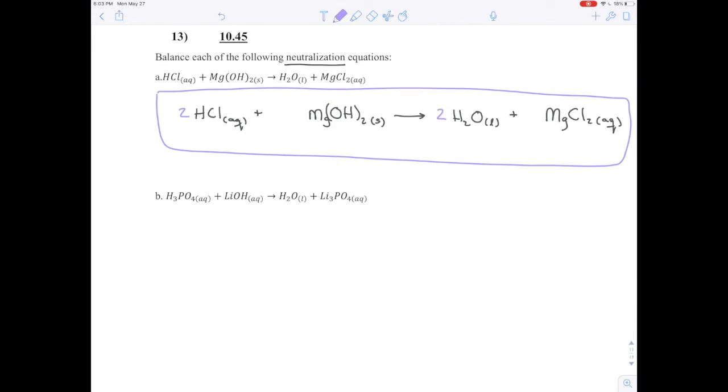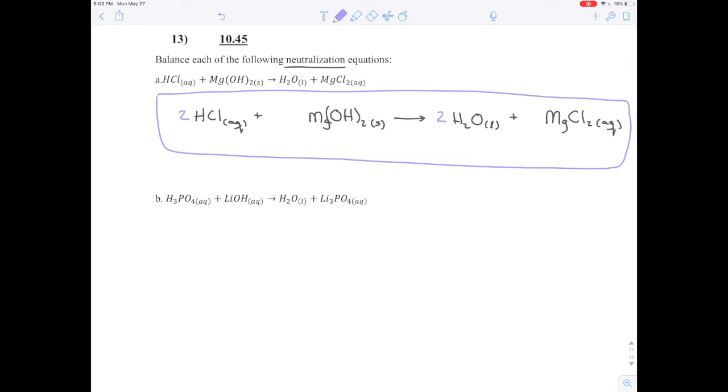Okay, next, let's try to balance the second one. Remember our strategy. Balance everything that is not oxygen or hydrogen first. Now this one's a little tricky because it has a polyatomic ion in it, but it's one of the 3 that you would want to memorize. PO4. PO4 is the polyatomic ion phosphate. And so because that appears on both sides of this equation, we're going to treat that as just one blob. PO4 as one thing. We're not going to look at it separately as phosphorus and oxygen, but instead as one thing, PO4. Okay. So first, let's balance the PO4s.